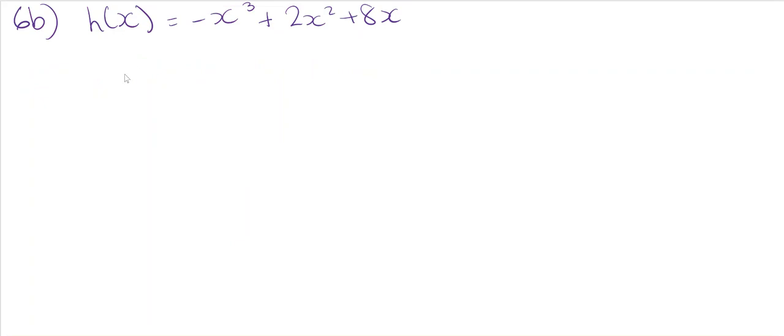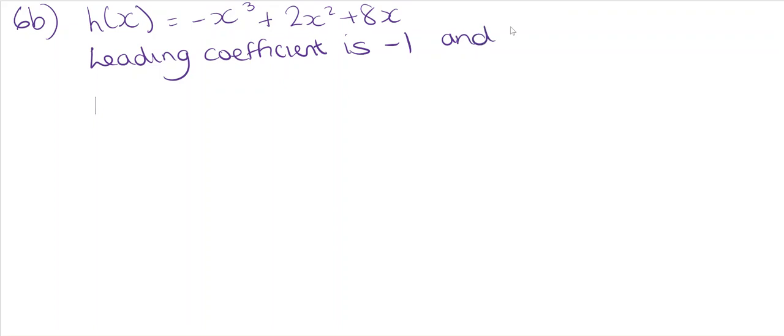Okay, so the first thing we need to do, we got a function 6b. This time it is not in factored form. So we're looking at the leading coefficient. We're going to apply the lead term test. So you can see that the leading coefficient is -1. And the degree is 3, which is odd.